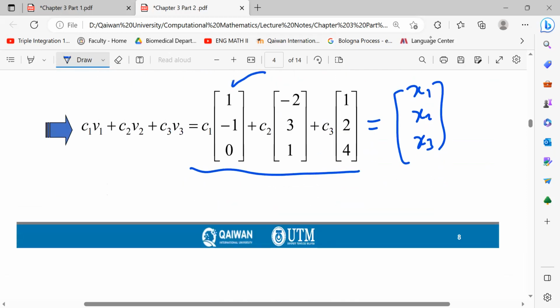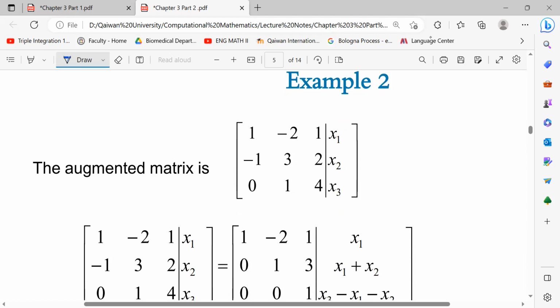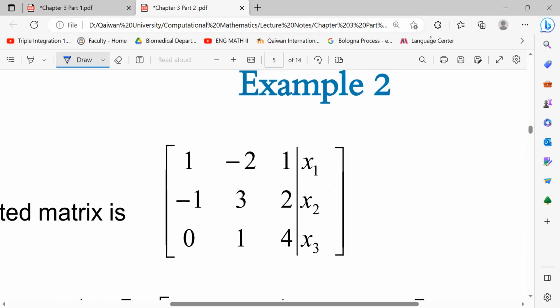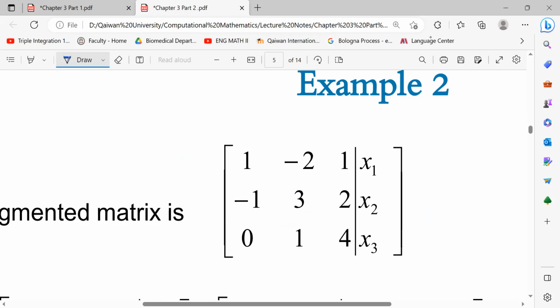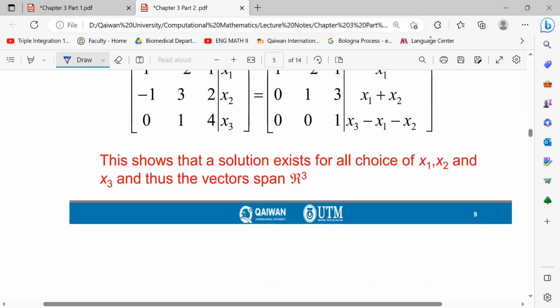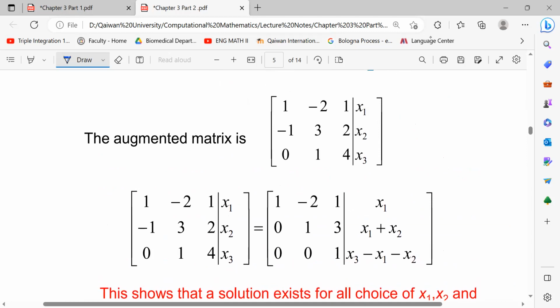In the augmented matrix, the first vector is this, the second is this, the third and the fourth. These are the columns in the augmented matrix. Now, from this one we try to make these two 0, and then from this one we try to make this 0. If we don't get any impossibilities, it means it is a linear combination of those vectors.